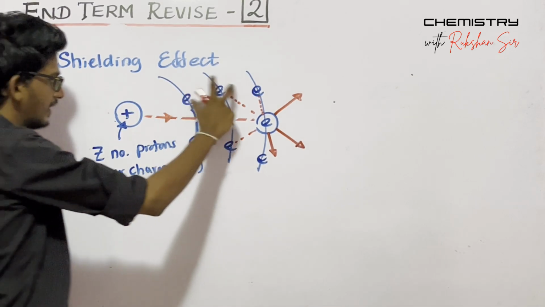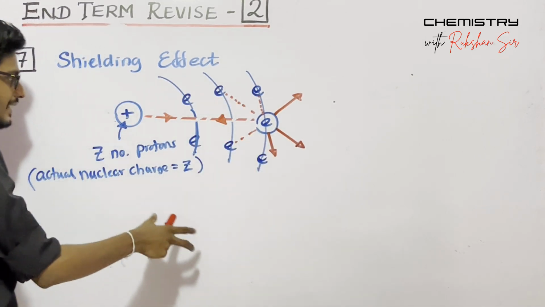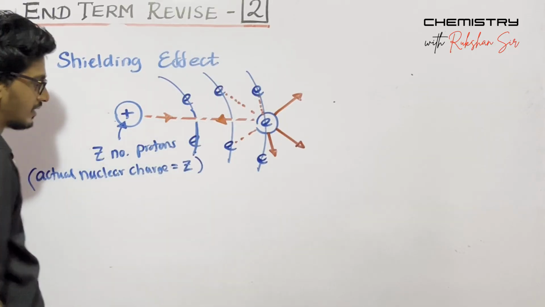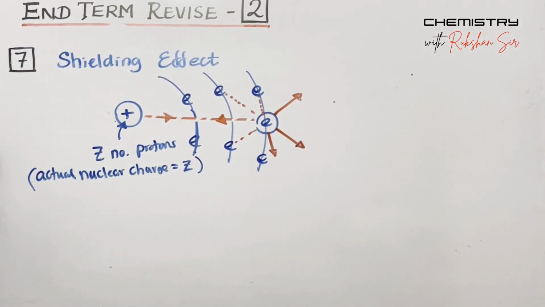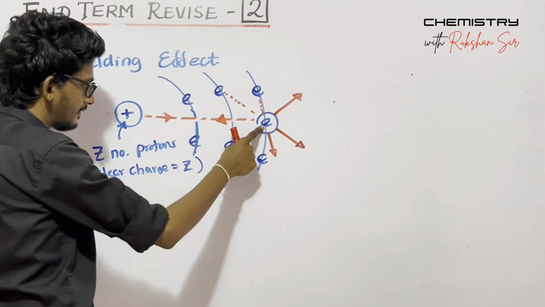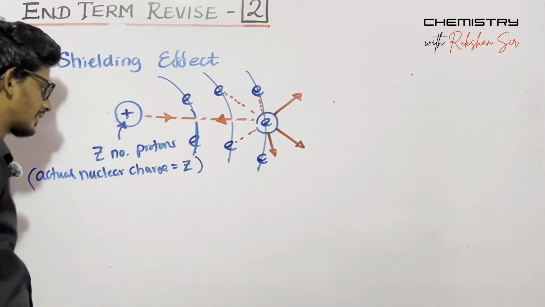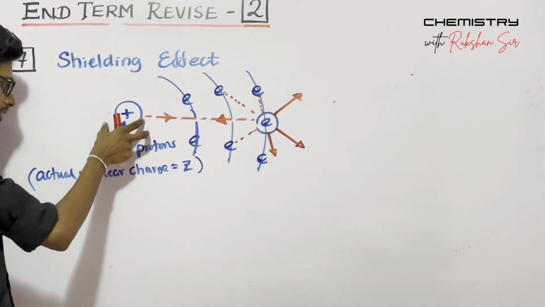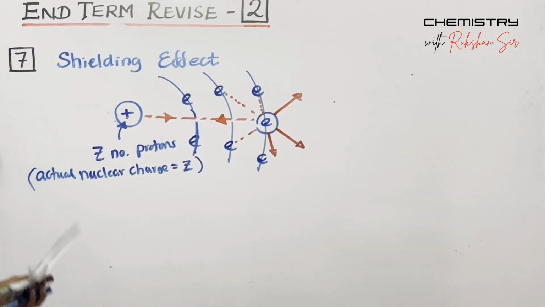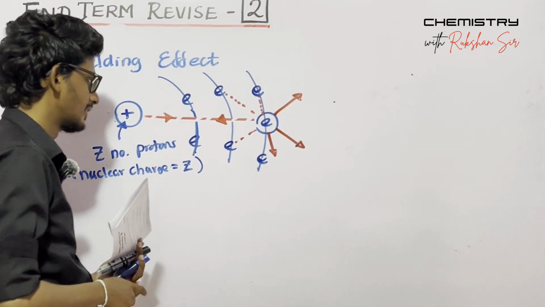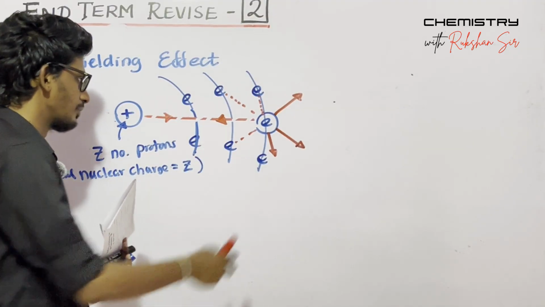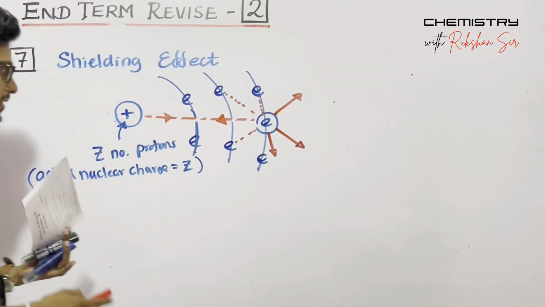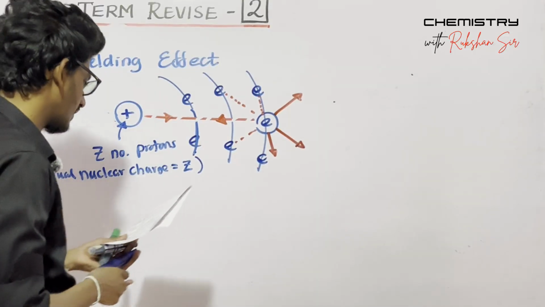So because of these repulsions of the inner and the on-shell electrons, the nuclear charge felt by this electron is lesser than the actual nuclear charge appearing at the nucleus. That repulsion effect is referred to as the screening effect.